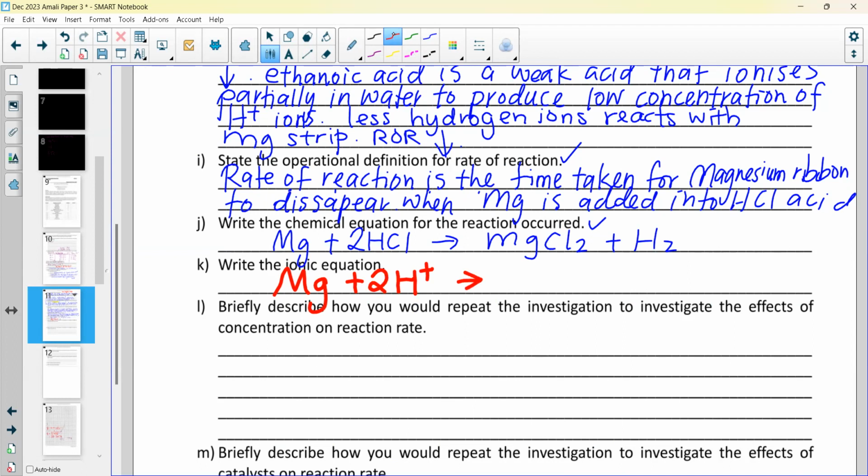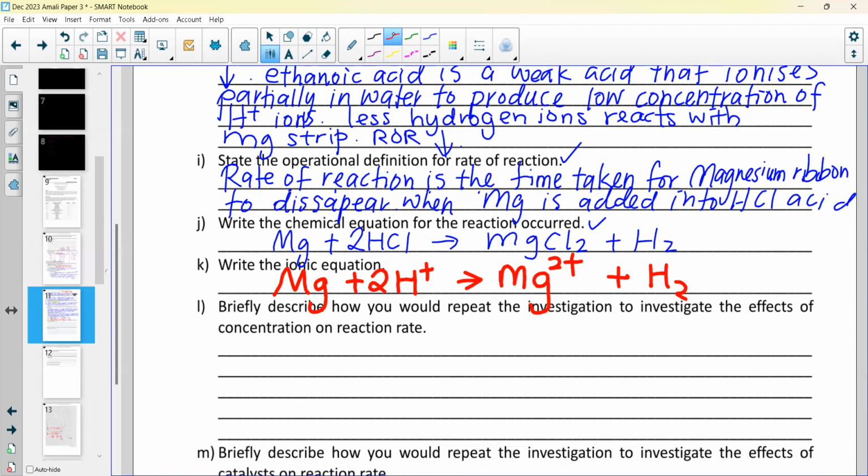You get Cl-. Sorry, Mg. You get Mg plus 2H+ giving Mg2+ plus H2. Yes, very good. This will be the ionic equation. Everyone knows how to get this ionic equation, yeah?